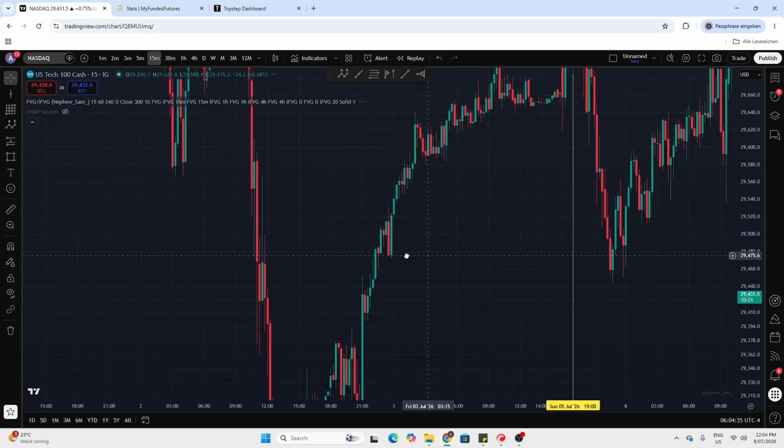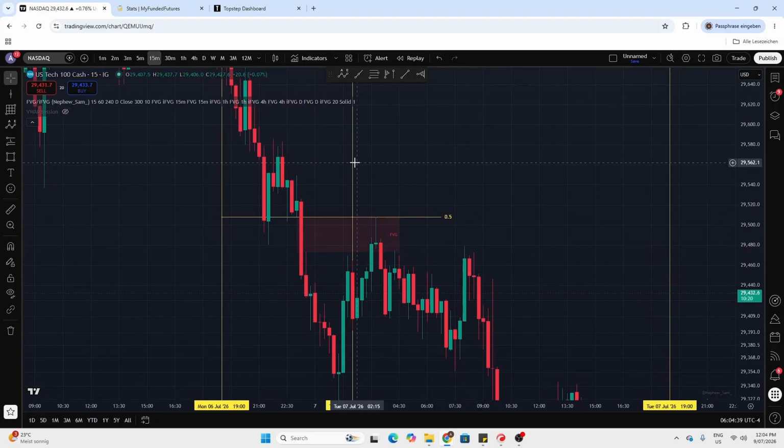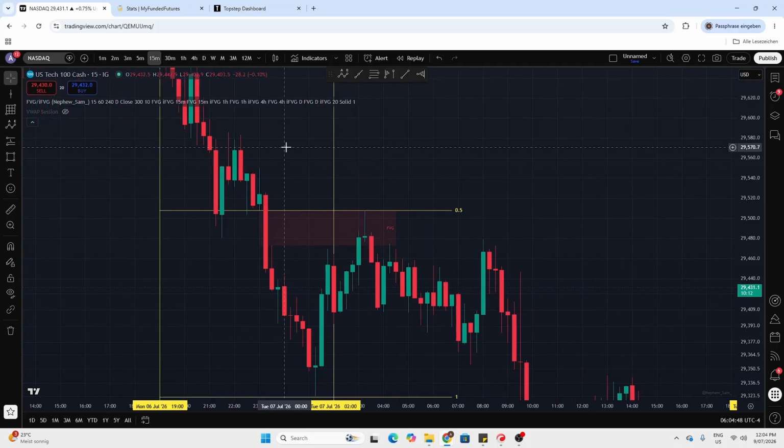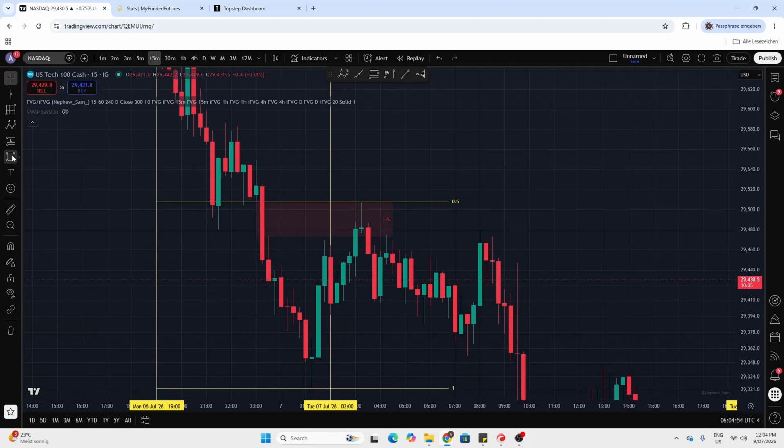But if I zoom out to the 15 minutes instead, as I explained before, I generally will look at both 15 minutes and 5 minutes just to see which one makes sense to me. So on the 15-minute time frame, as you can see, there is a clear inefficient area. And then there's also an order block just on top of the 50% level to protect that area.